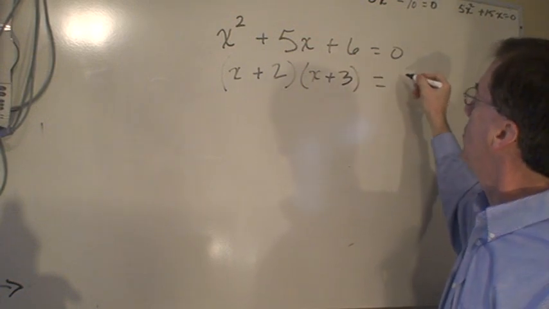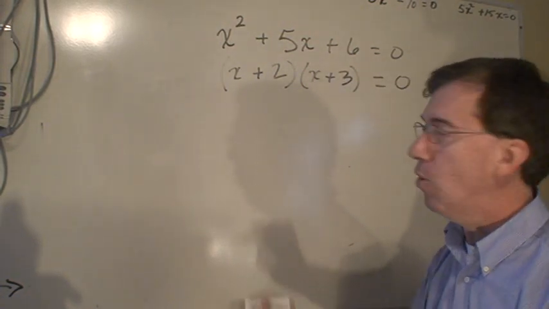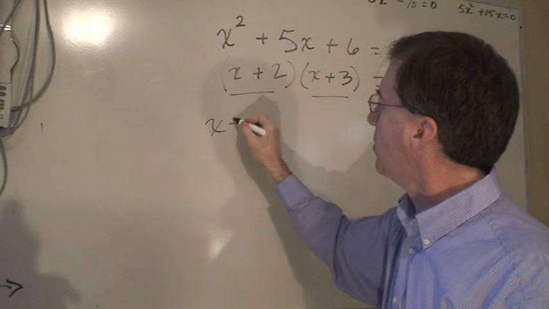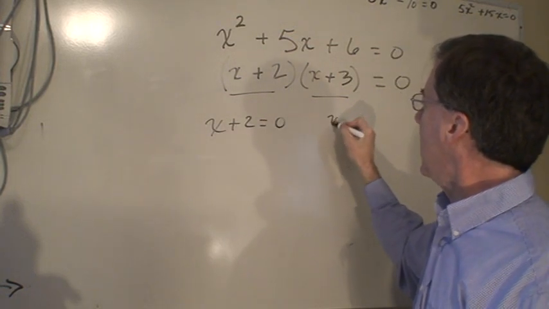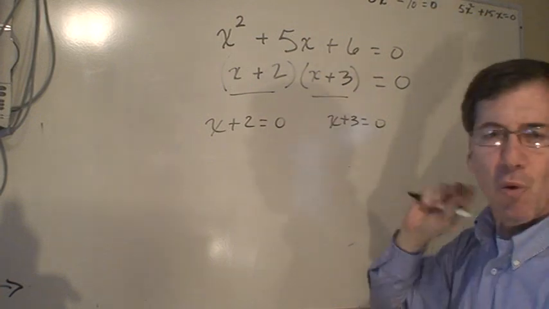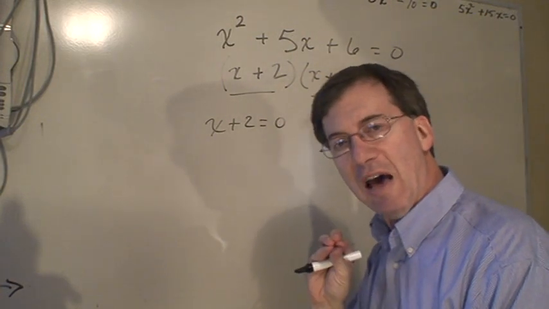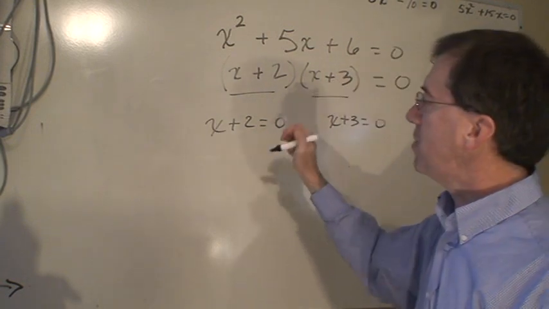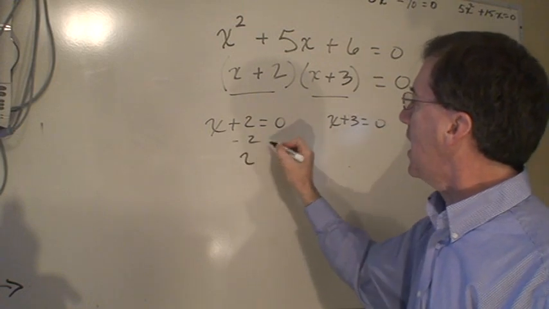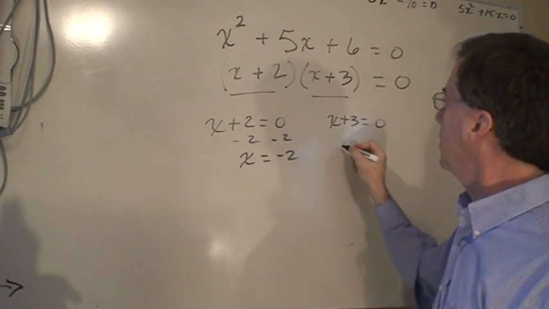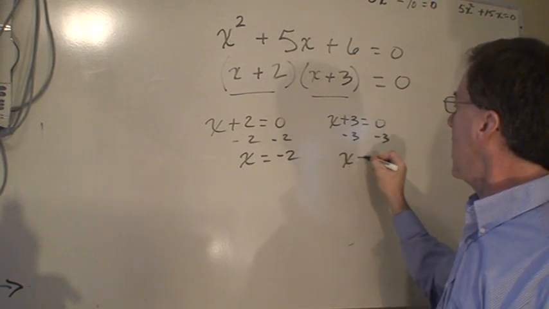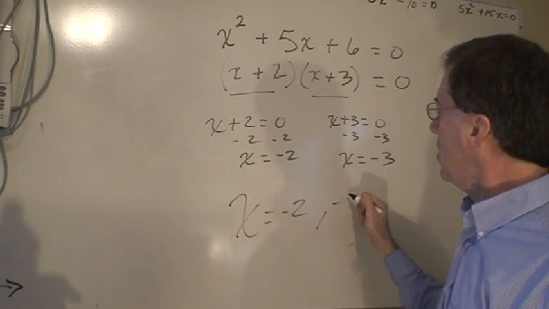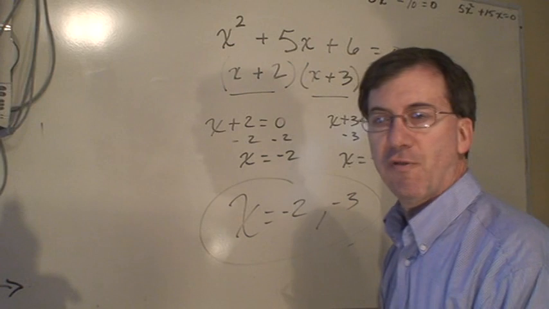So I have x plus 2 times x plus 3 equals 0. Now I have to solve each of these for 0. So I would have x plus 2 equals 0 and x plus 3 equals 0. The reason for this is because we have a rule that says if we have a times b equals 0, then either a equals 0 or b equals 0. And that's what we're doing here. So I would subtract 2 from both sides, and I would get x equals negative 2. Subtract 3 from both sides on this one, and I get x equals negative 3. So I have 2 answers. X could either be equal to negative 2 or negative 3. So there's my answer on this first one.